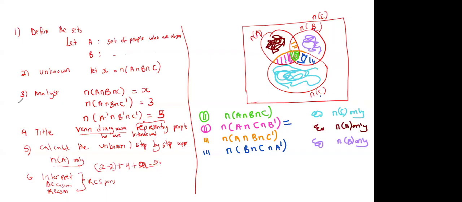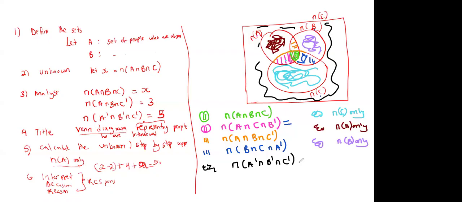Then the last region is the region that is outside, this region here. Now, this region that is outside, we have two names we can call it. It can be called A prime intersection B prime intersection C prime. Or sometimes they can use A union B union C, everything prime. So it can be represented using any of those. Those are the common regions that you need to know on any Venn diagram as you are approaching it.